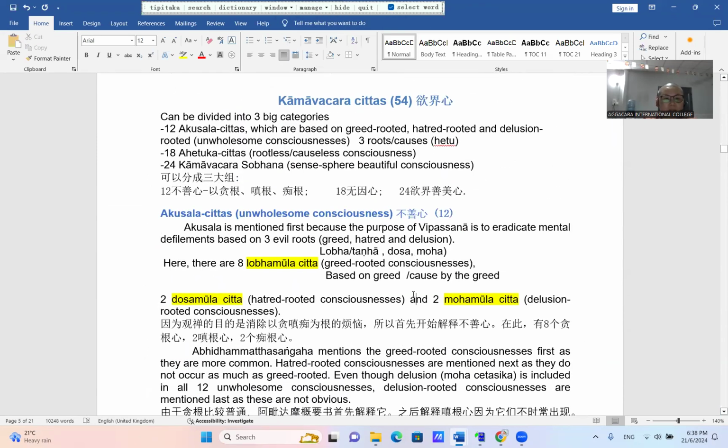That is why akusala is mentioned first. The reason we mention vipassana is that when you practice samatha, you cannot eradicate the mental defilements; you can only suppress them for some time, for example when you get into the jhana. So only vipassana is mentioned here, because its purpose is to eradicate the mental defilements based on the three evil roots, which I already mentioned as roots or cause: caused by greed, caused by hatred, caused by delusion. So just remember lobha mula citta, dosa mula citta, and moha mula citta.